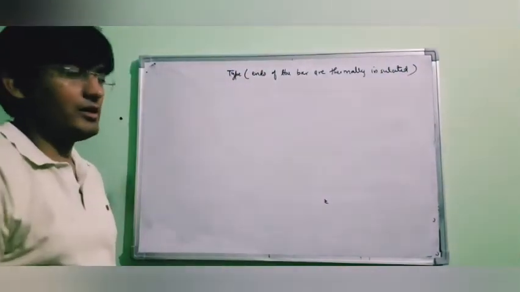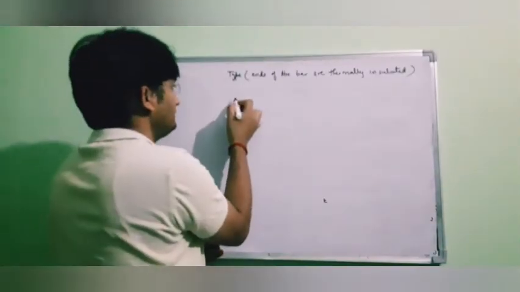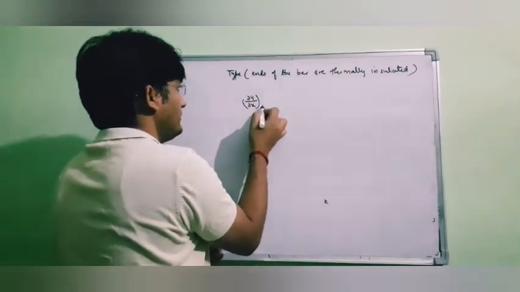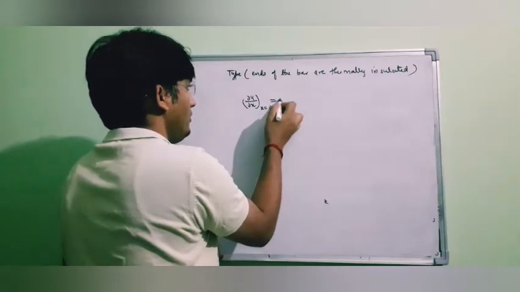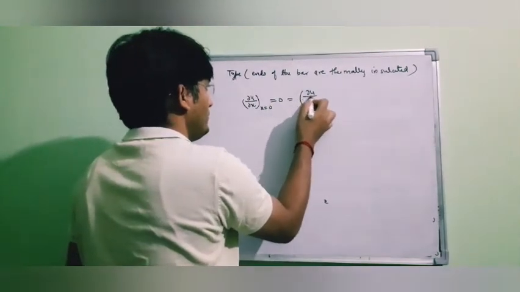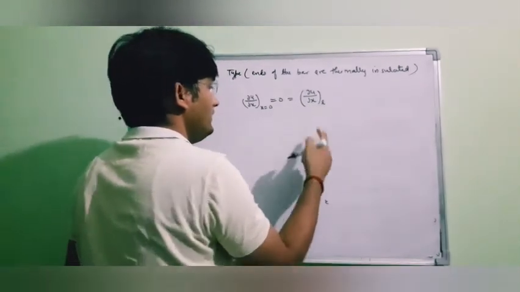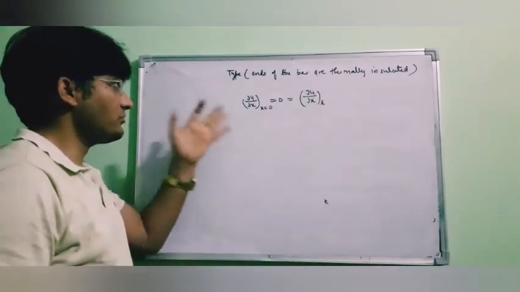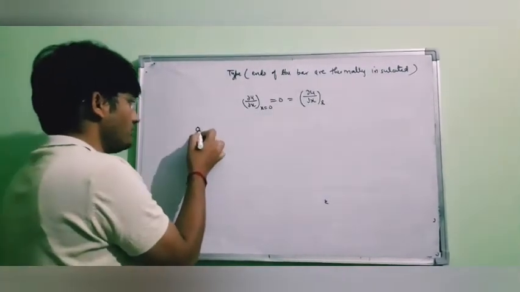The ends of the bar are thermally insulated, that is, in this case your temperature gradient at x equal to 0, and when the length of the bar is L, in both cases our temperature gradient is 0. So let us solve a question.